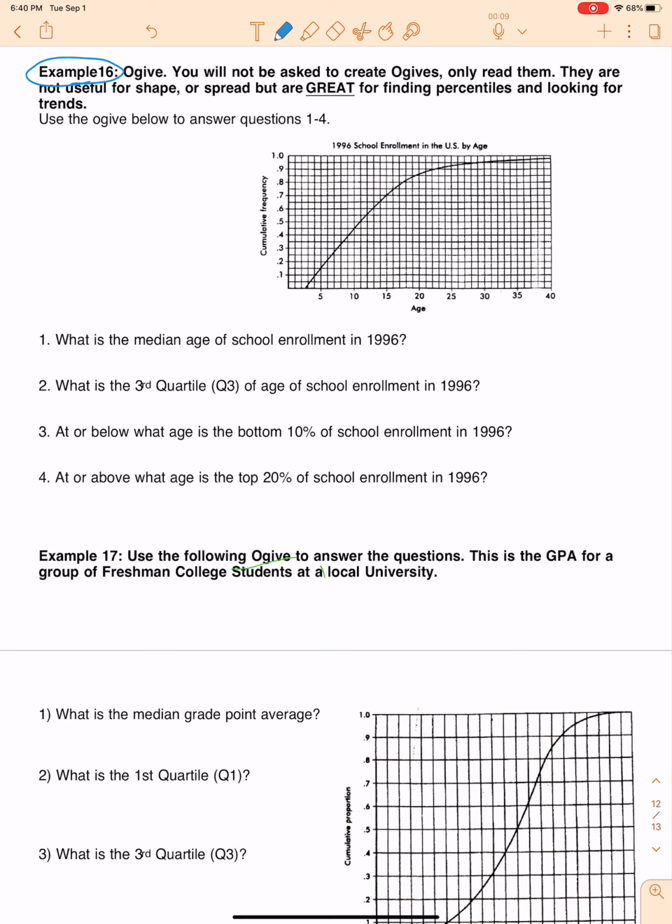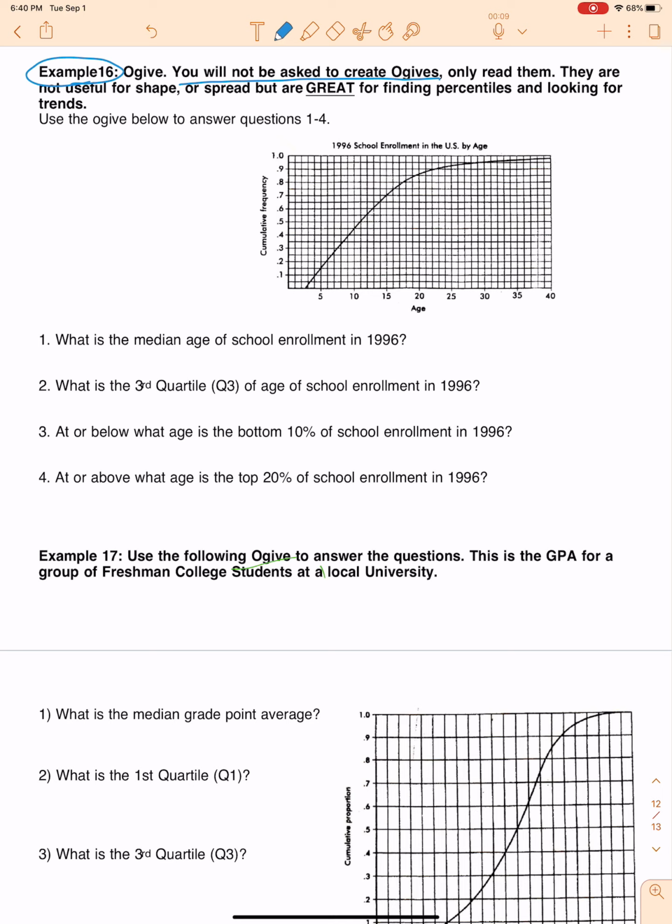So please note that you will not be asked to create ogives. You know why? Because it's a huge pain. That's why. So we're only going to learn how to read them. And of course I showed you in the other video with the activity for the ogive how they're created. So it's interesting to note that, but you're not going to be required to create them. So we need to know how to read them.